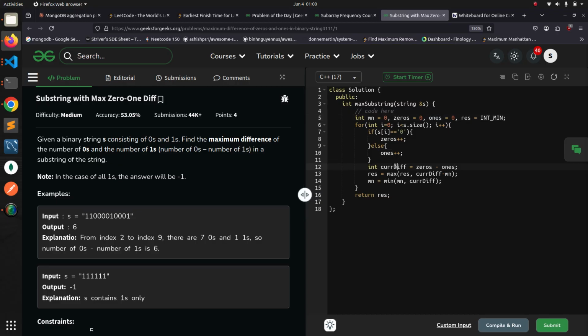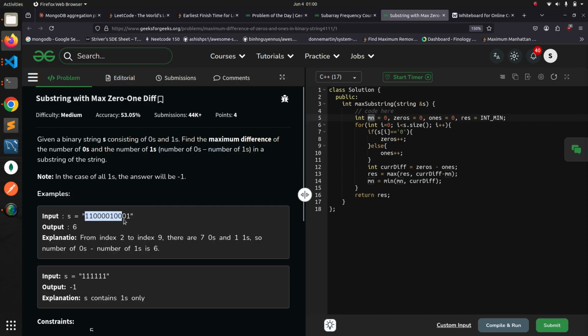The current difference: if I am standing at this index, then the number of zeros I have seen is 1 2 3 4 zeros, and the number of ones is 1 2 3. So the difference is 4 minus 3 equals 1. So I can find the current difference, and then I can have a variable minimum, this mn here, in which I can store the minimum current difference which I have seen so far.